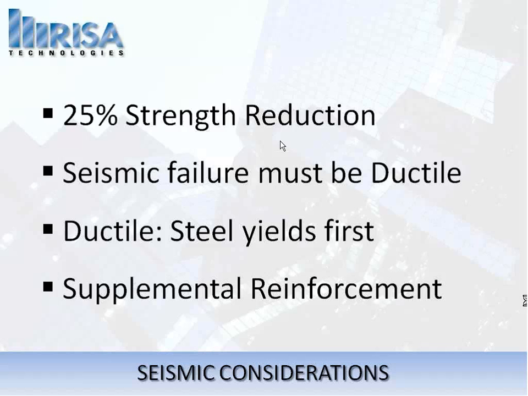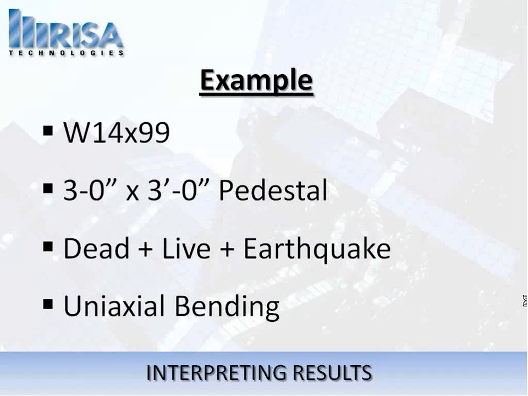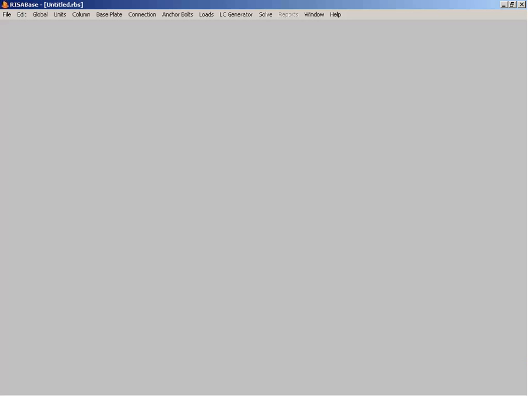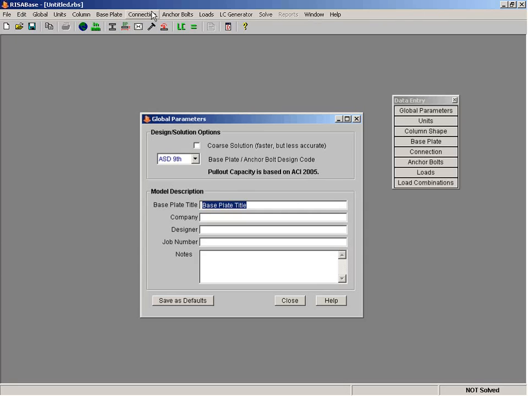So at this point, let's take a look at an example within the program. What we're going to look at here is a pretty typical setup, a W14 by 99 column. It's going to be placed on a 3-foot by 3-foot pedestal. We're going to apply dead, live, and earthquake loads to this. In this case, we're just going to do some uniaxial bending to make the results a little more clear, although definitely you can take a look at biaxial bending with this as well. So now I'm going to switch over to RISABase.